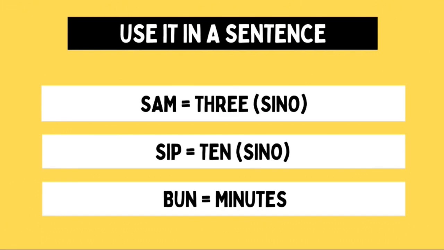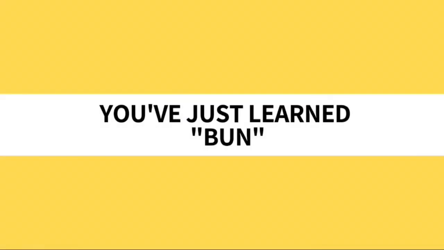We can also think of the samship term as 3 sets of 10. So you are multiplying 10 by 3. So that's still 30 minutes. And to be specific, bun is used to indicate the number of minutes. And with that, you've just learned bun.